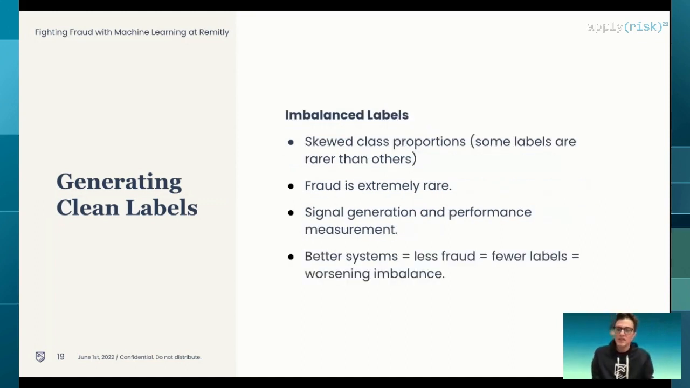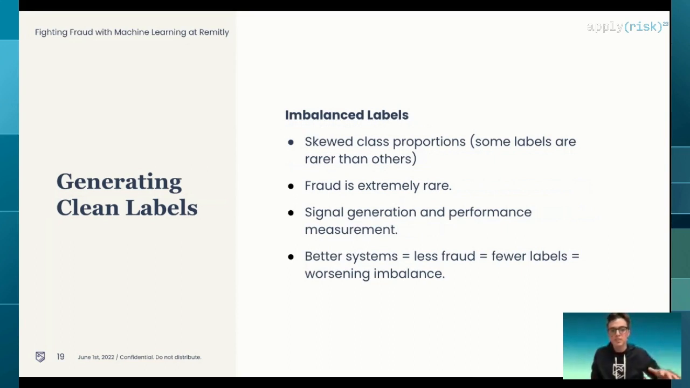Next, imbalanced data. I'm sure a lot of folks here are struggling with that. An imbalanced data set is a data set with skewed class proportions, meaning some labels are rarer than others. And in fraud, this imbalance is extreme because fraudulent transactions are very rare when compared to legitimate transactions. There are a lot of resources online talking about how to deal with imbalanced data, so I'll just mention the tricky parts for us. They are signal generation and performance measurement.